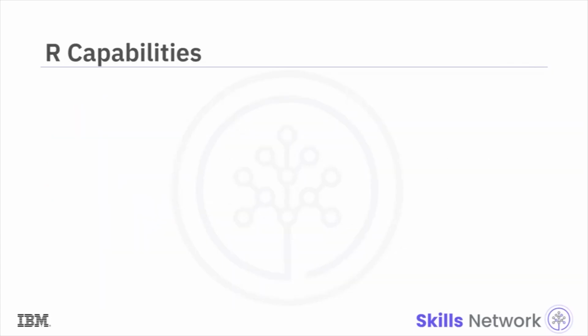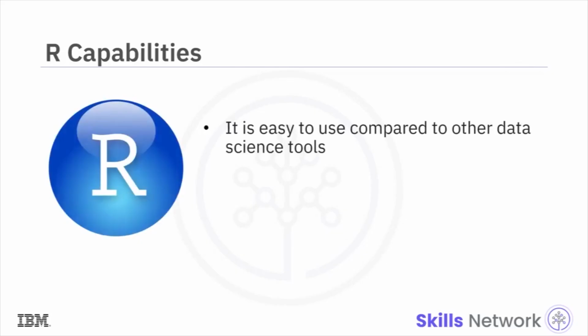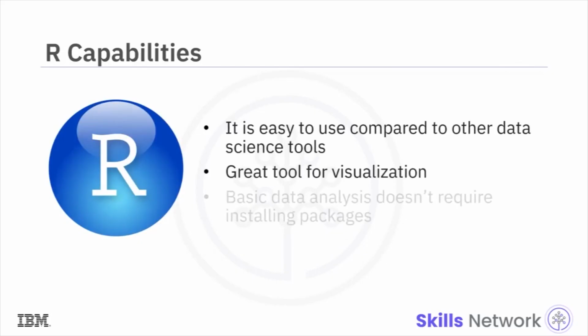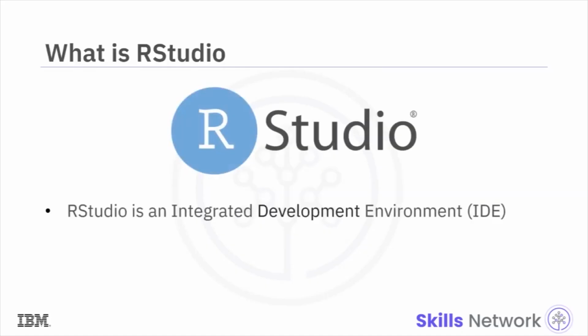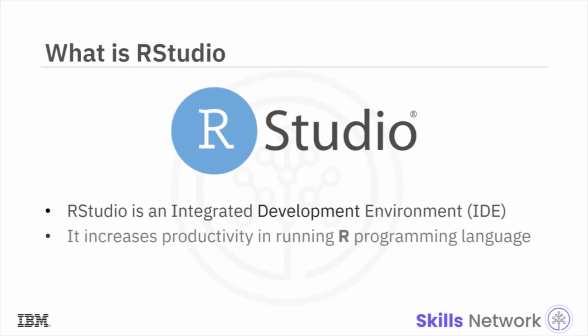R is a preferred language for some data scientists because R functions are easy to use. It is also known for producing great visualizations and contains packages to handle data analysis without the need to install additional libraries. A popular integrated development environment for developing and running the R language source code and programs is RStudio. It improves and increases productivity with the R language.